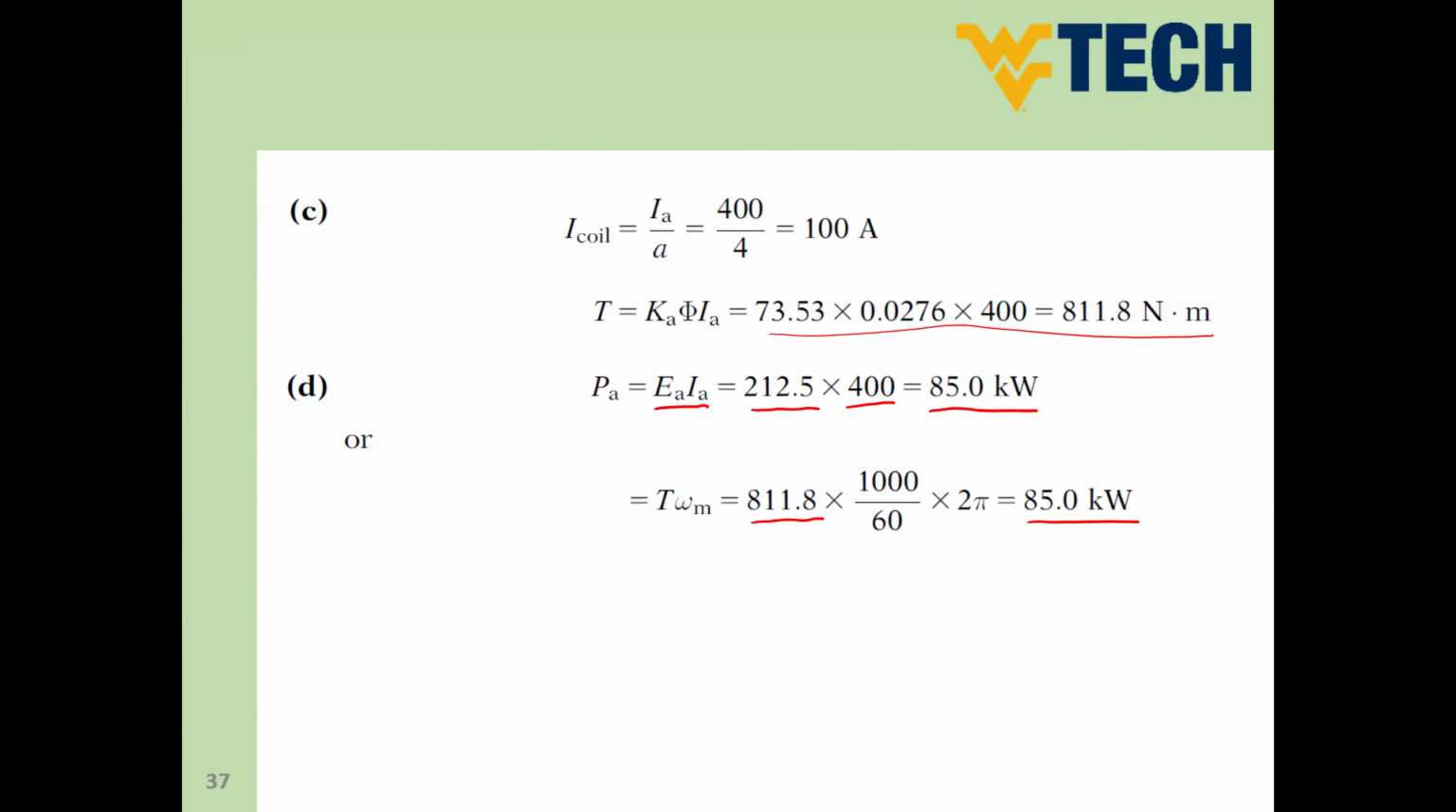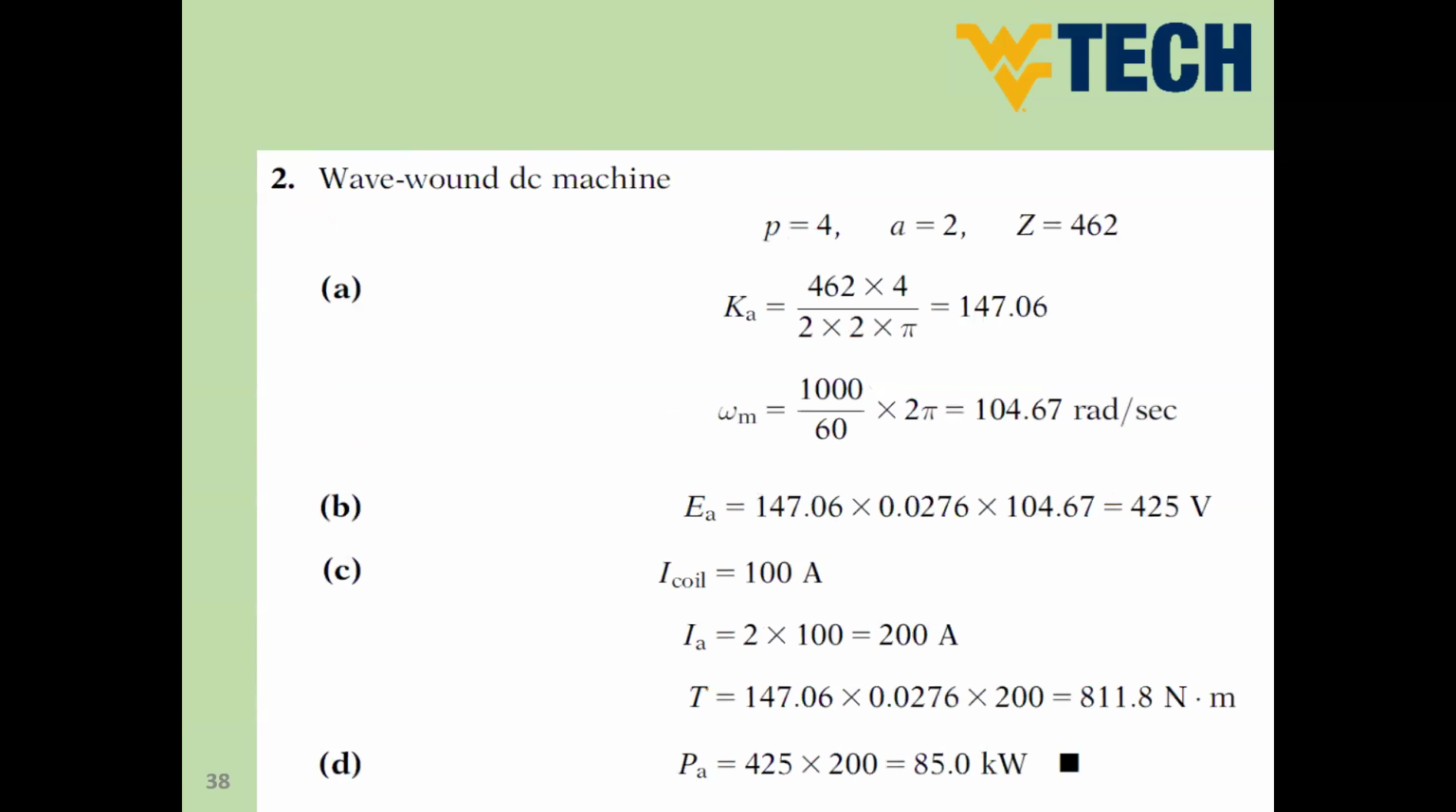All of these, guys, is made with lap winding. Now, we need to repeat all of that with wave winding. So wave winding means number of parallel paths all of the time is going to be 2. So in case of wave winding, number of poles is 4, A equals 2, the same number of conductors. So if you start making the calculation, you would find that Ka equals 147.06.